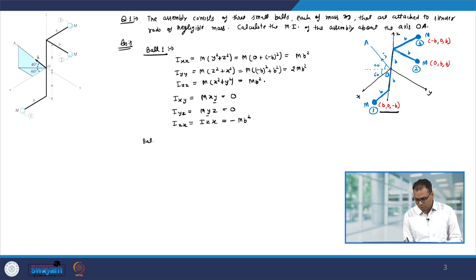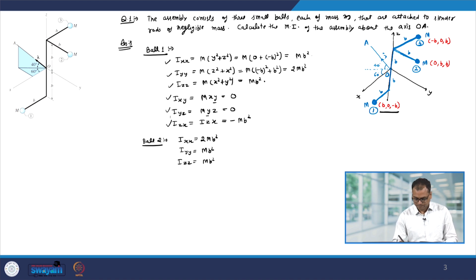Now, let us look at ball 2. For ball 2, the moment of inertia about the x axis, similarly, I am not writing down the formula, it will be 2m b square, I_yy will be m b square, I_zz is equal to m b square. You can check it by putting the coordinates, and the formula is already given here. Similarly, I_xy will be 0, I_yz will be m b square, and I_zx will be 0.